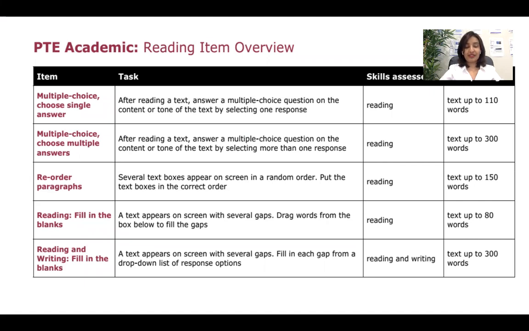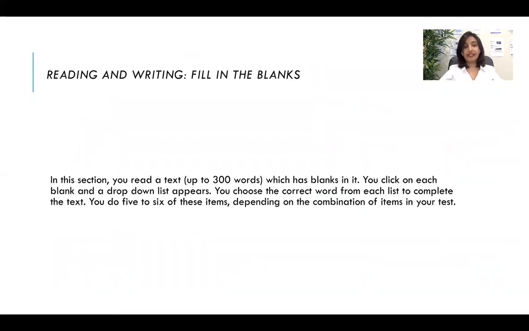So today we are going to discuss the question type, reading and writing fill in the blanks. This is the last item in reading. In all the questions of reading, the first one, multiple choice single answer, you will be getting 2 to 3 of them. Multiple choice multiple answer, also 2 to 3 questions. Reorder paragraphs, 2 to 3 questions. Reading fill in the blanks, 4 to 5 questions. Reading and writing fill in the blanks, 5 to 6 questions. So today, let's go through reading and writing fill in the blanks.